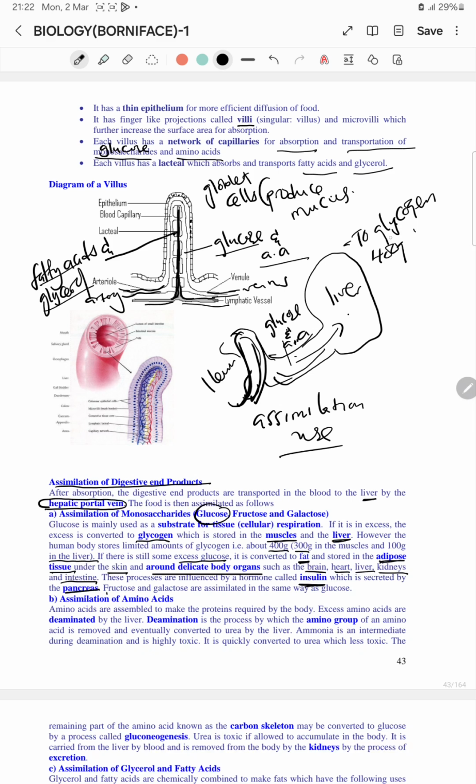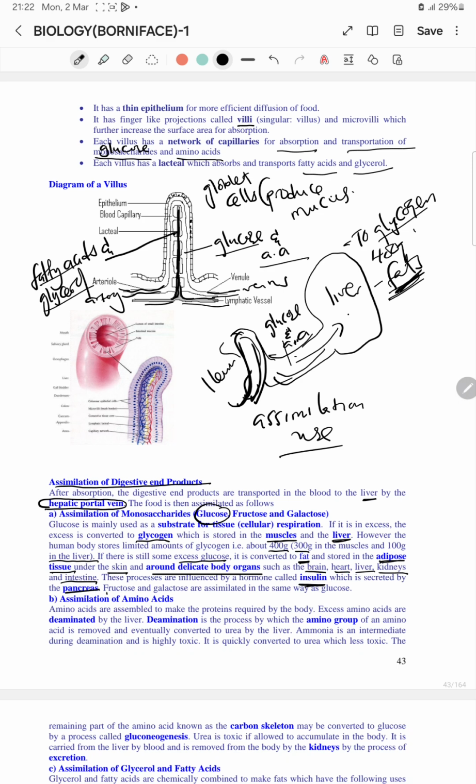Now, not all excess glucose will be converted to glycogen. Some of it will be converted to fats. And it will even interest you to say that fats has more energy compared to the carbohydrates themselves. Okay, so then if it is converted to fats, it is going to be stored in the adipose layer, the region beneath the skin altogether, and also into the delicate body organs, which is the brain, heart, liver, kidney, and the intestines.